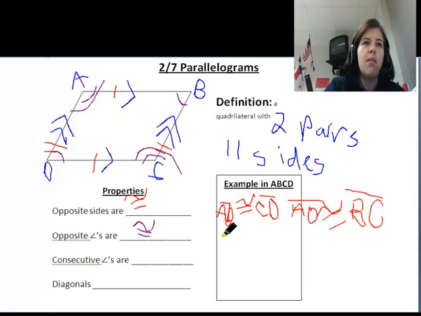Okay, so I'm going to come in here in the box, and I hope yours looks a lot prettier than mine. We can say angle A is congruent to angle C. And angle B was congruent to angle D.